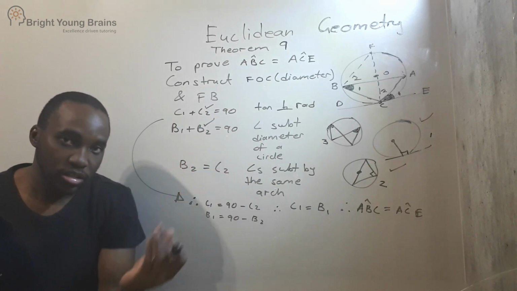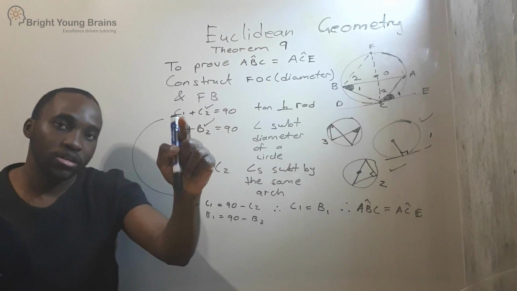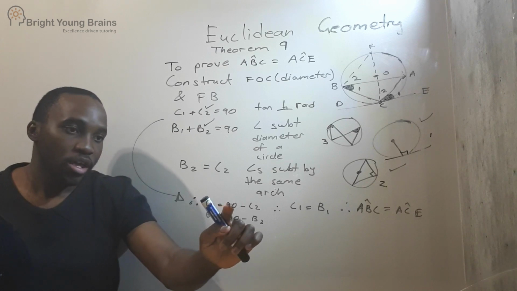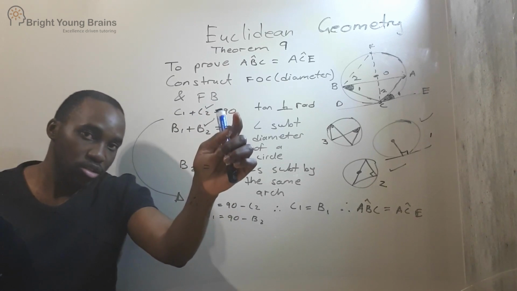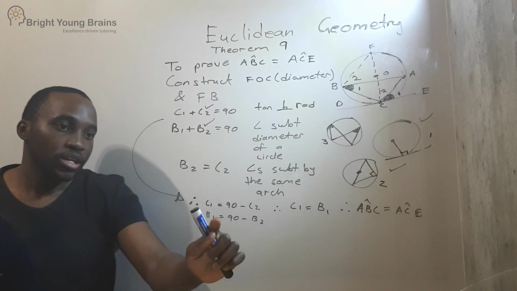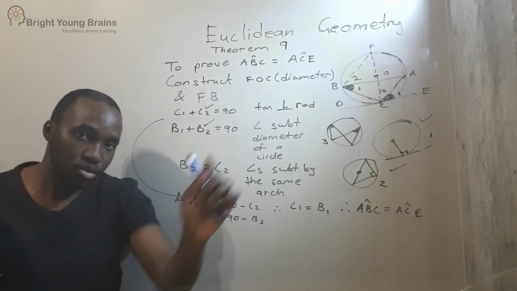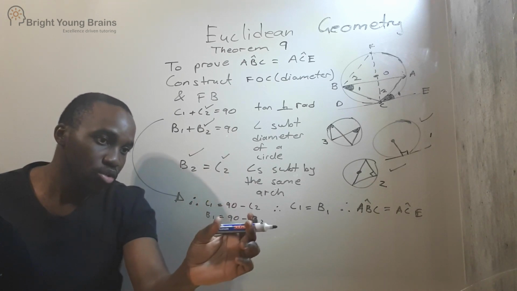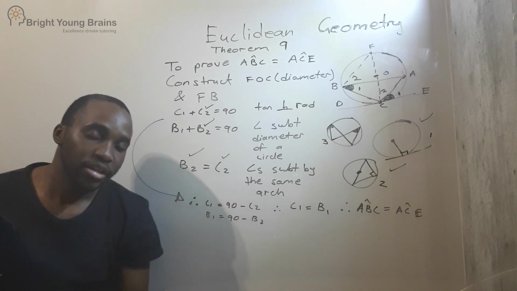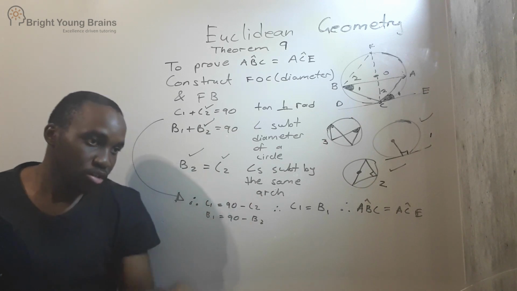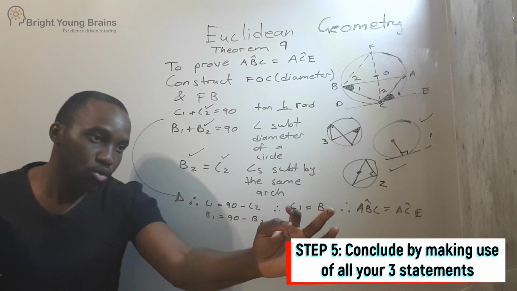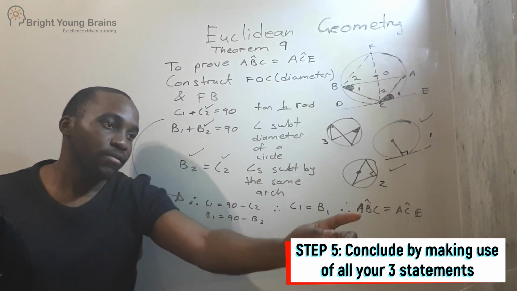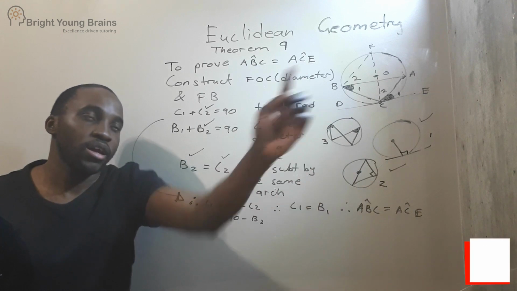And after writing these three statements, we see that if you isolate C1 here and you isolate B1 there, this is what we're ending up with. C1 on its own is equal to 90 minus C2 if you take the C2 over. Here, B1 is equal to 90 minus B2 if you take the B2 over. And then we have stated that B2 is equal to C2. So these two statements here are somewhat identical. So after writing this down, we can conclude that C1 is equal to B1. And in our case, C1 and B1 refer to angle ABC and angle ACE there.